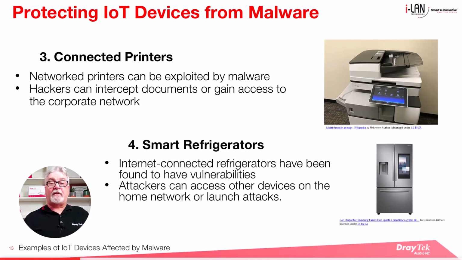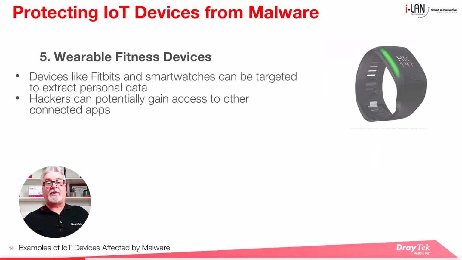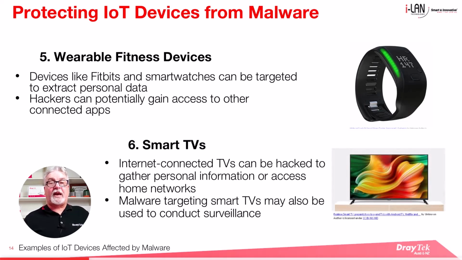Smart fridges. You may not think a fridge could be a security risk, but internet-connected smart refrigerators have been found to have vulnerabilities that could allow attackers to access other devices on a network, or they can be used to launch attacks. Some wearable fitness devices, such as Fitbits and smartwatches, can be targeted to extract personal data or potentially gain access to other connected apps, leading to privacy concerns. Smart TVs can also be hacked to gather personal information or access home networks. Malware targeting smart TVs may also be used to conduct surveillance.